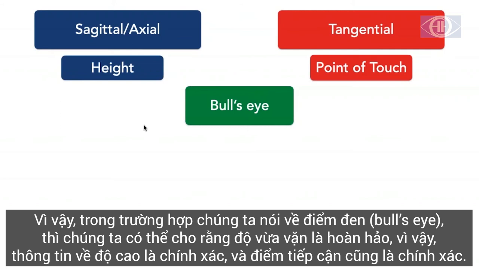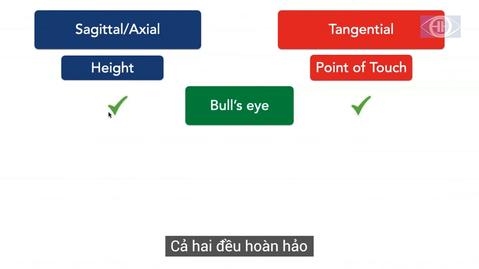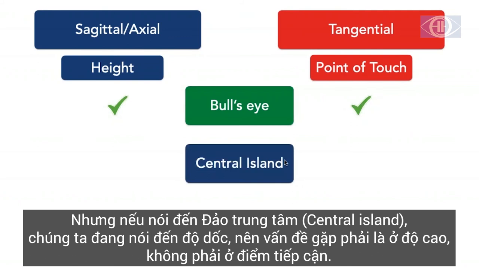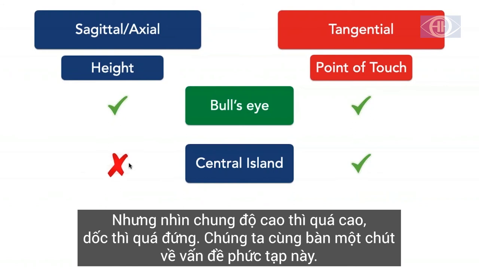So both of these things are perfect. If we then discuss a central island, we talk about a steep fit. So your problems are in the height and not at the point of touch, because the centration of the lens will be okay, but the height will be too high. The fit is too steep.